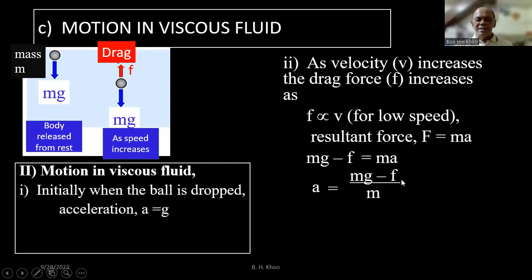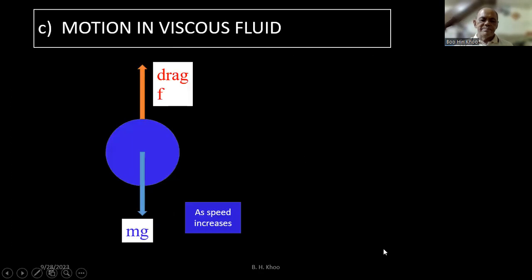So this basically tells us that as our speed increases, our friction increases, so the acceleration decreases. Right? So there will come a stage where friction or drag equals your weight, and then the acceleration is zero. So in this case, acceleration decreases with time. Okay, speed increases.